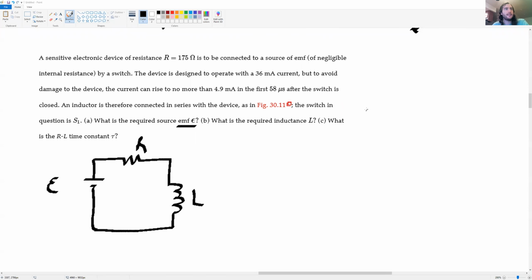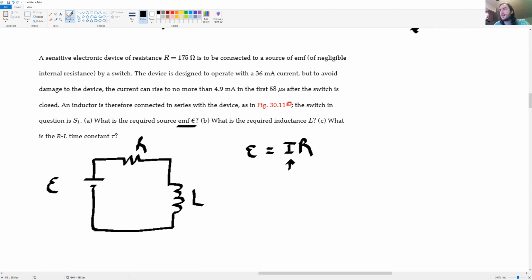Okay, so we're back. Let's quickly discuss parts A, B, and C here. What is the required source EMF in order to get this device operating at 36 milliamps of current? Well, we have to apply Ohm's law, right? So Ohm's law says the EMF is going to be the current times the resistance.